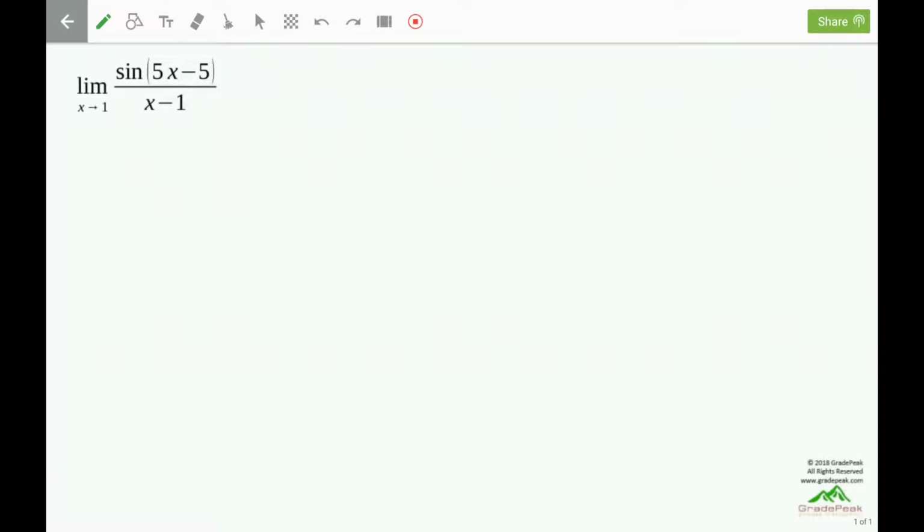Limit as x goes to 1 of the sine of 5x minus 5 over x minus 1. The first thing we're going to do is try plugging a 1 in for each of the x's. So we'll have the sine of 5 times 1 minus 5 divided by 1 minus 1.